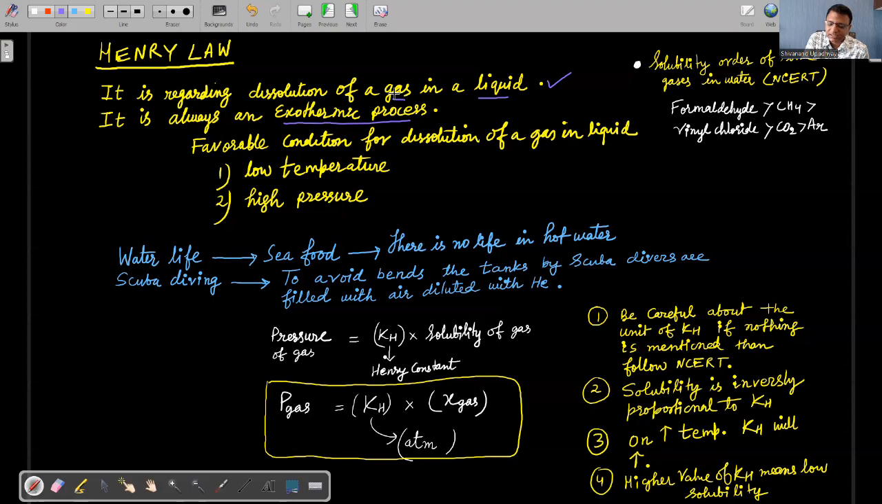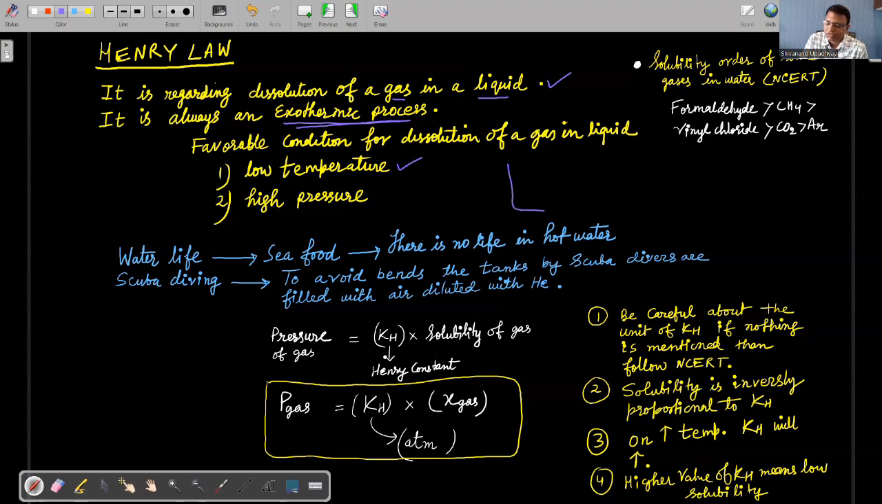It is in the space inside the liquid. So it is an exothermic process, and we know that if the process is exothermic, what is the favorable condition for dissolution of gas? The favorable condition is low temperature, since it is exothermic. Low temperature is required. And high pressure.